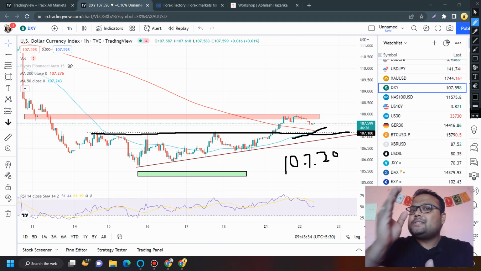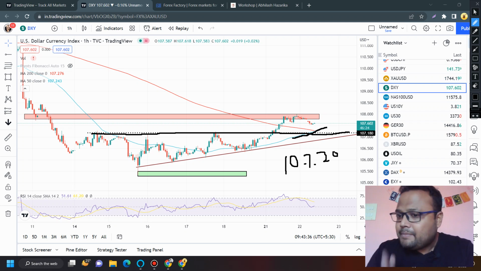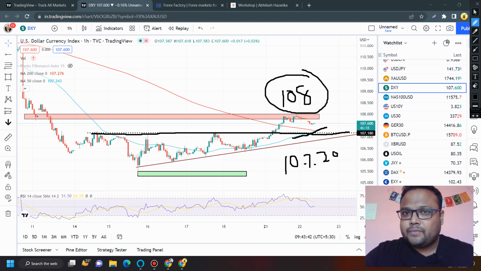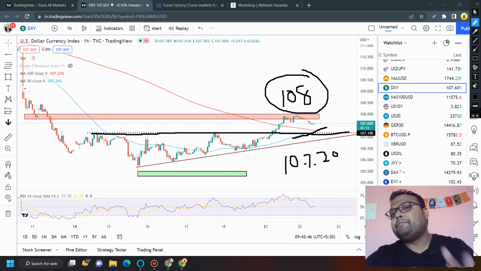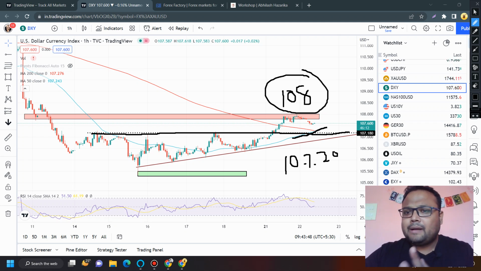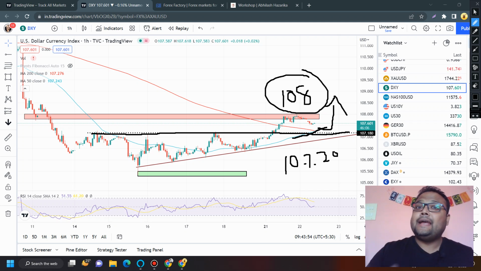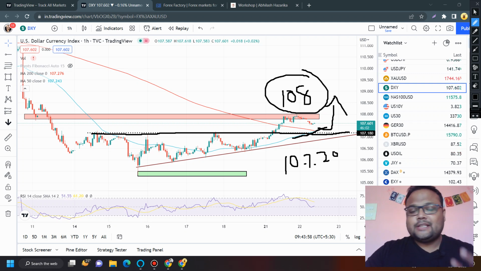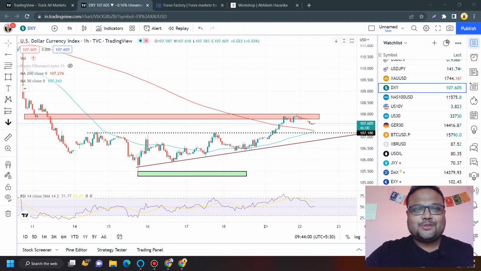If DXY successfully takes support and bounces, we will see DXY breaking the 108 level this time, because after all, the buyers in the market want to take the market up. So if DXY bounces, then probably it will break the 108 level, it will go higher, and we will see selling on GBP USD. That's why I have been talking about DXY so extensively.